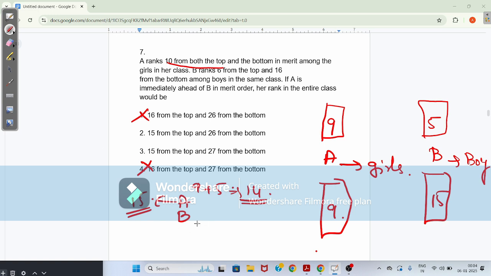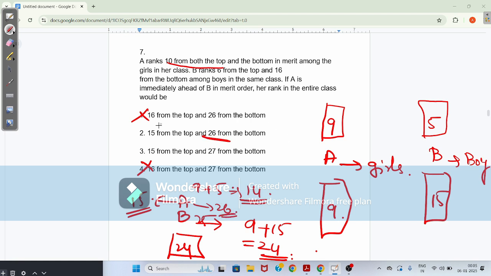Now from the bottom we have to calculate the rank of A. So from the bottom, how many members are there? 9 plus 15 gives the value 24. Now the bottom of A and B gives the value 24, and this is 25, and the rank of A is 26 from the bottom. So 26 from the bottom is the correct statement, and this is the wrong statement that we have.